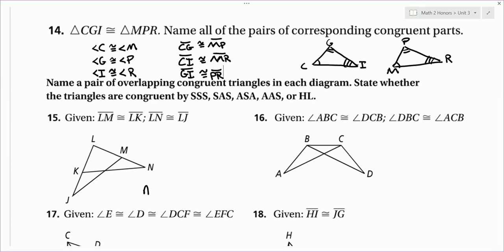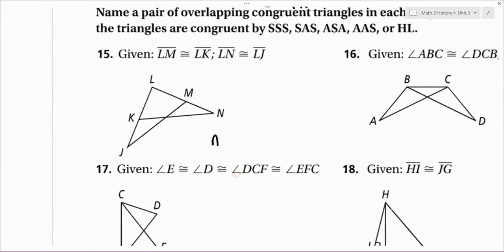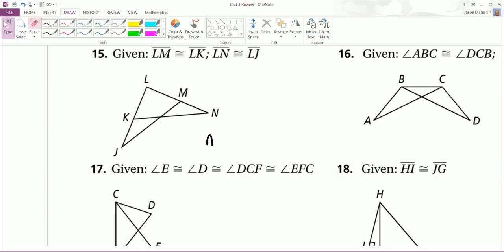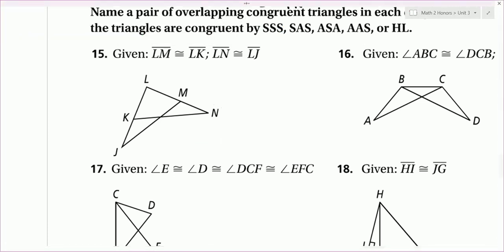Name a pair of overlapping congruent triangles in each diagram, and then state whether the triangles are congruent by side-side-side, side-angle-side, angle-side-angle, angle-angle-side, or hypotenuse-leg. So on 15, when you have overlapping triangles, you want to separate them. And so when I'm highlighting in blue, here's J, M, and L.